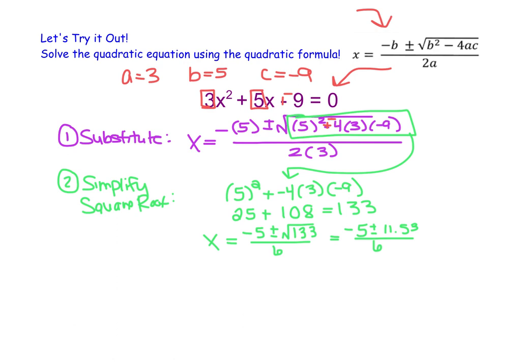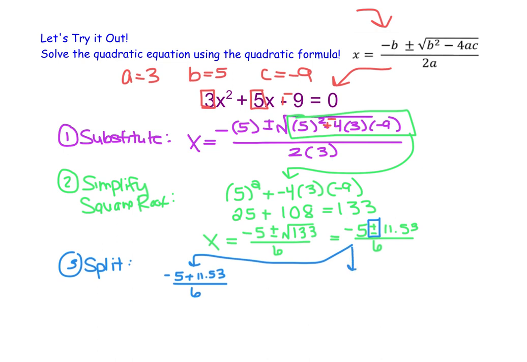Then at this point, I take this plus or minus into account. What I do here is I split that plus or minus, because what that plus or minus is really saying is there are two situations here. The first situation is we have negative 5 plus 11.53, all divided by 6. And the second situation is I have negative 5 minus 11.53, all divided by 6. So I now split it and I take each situation into account. And then all I need to do is solve each miniature fraction.